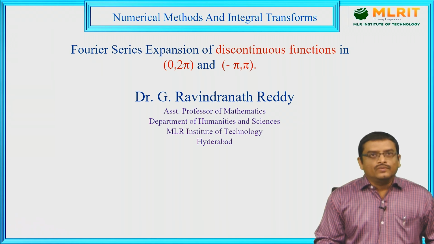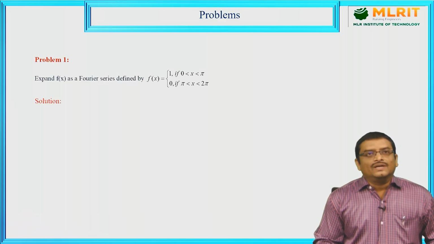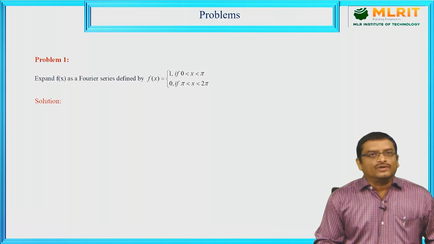In this video, we are going to discuss the Fourier series expansion for the discontinuous function in the interval 0, 2 pi and minus pi, pi. So now, first we will take one example of how to find the Fourier series expansion for the discontinuous function in the interval 0, 2 pi.